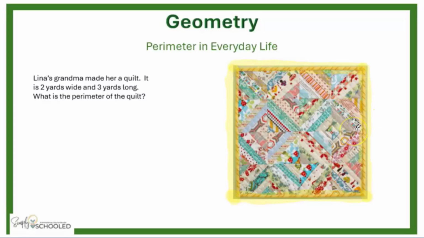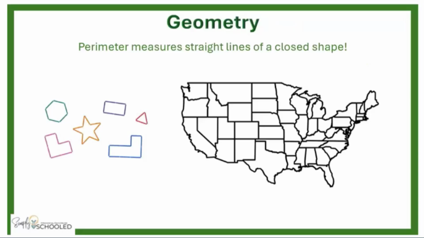So look around you where you're sitting. Look at your notebook. Look at your furniture. Look at the floor. You should be able to see perimeter in your everyday life.